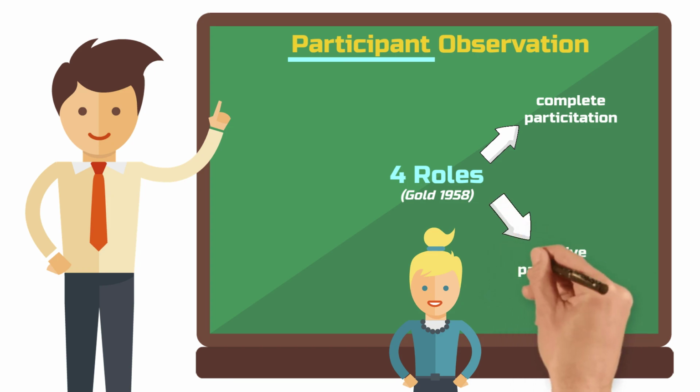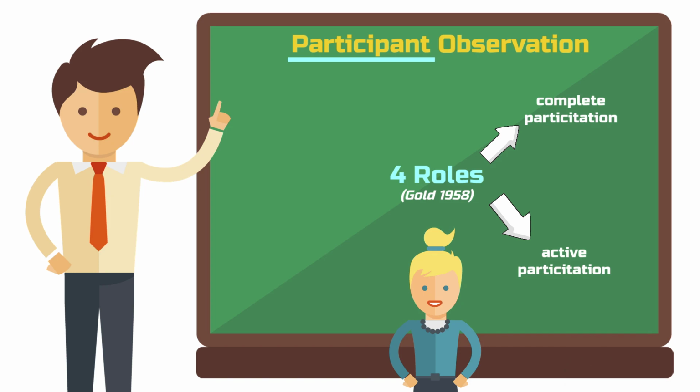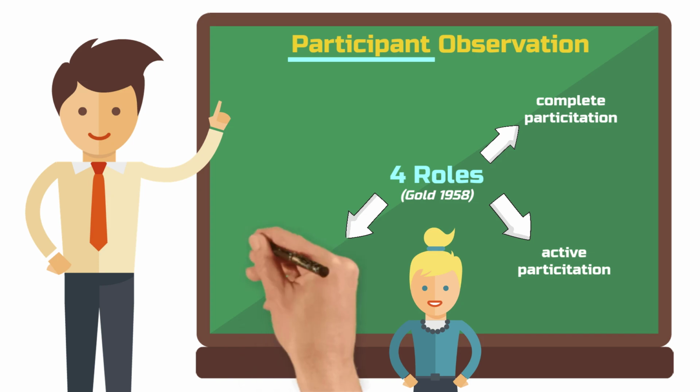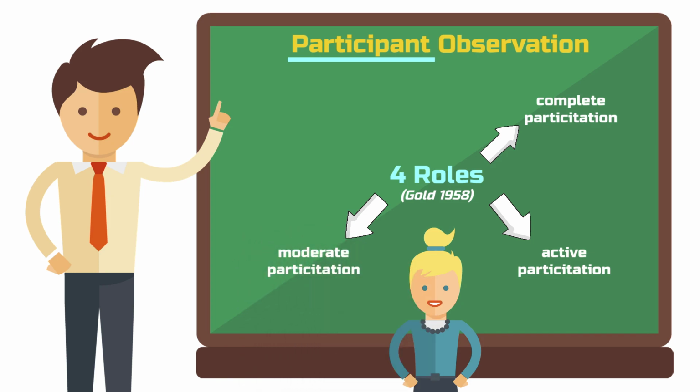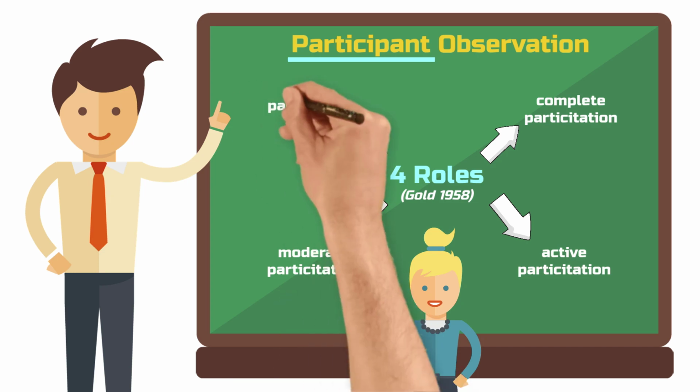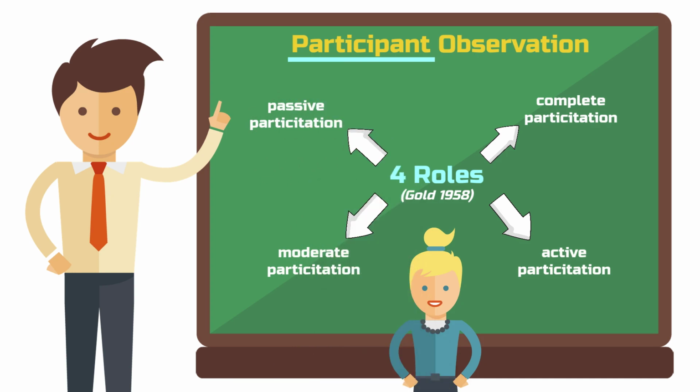Active participation. When you try to engage in the same activities as the group members but are still an outsider. Moderate participation. When you alternate between observing and participating to maintain a balanced approach. Passive participation. When you are present but do not engage in the activities, interacting minimally with the group.